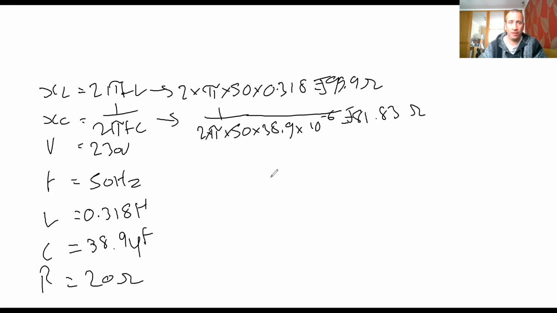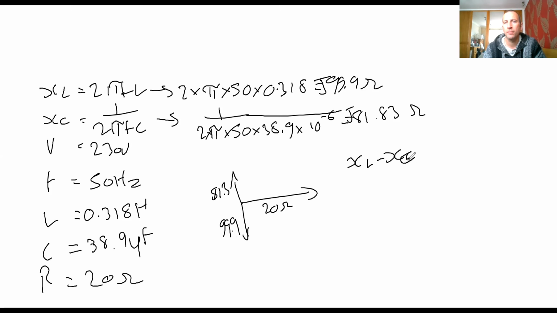So now we need to remember that our resistance, 20 ohms, goes along our zero line for our graph. Our inductance is lagging behind the voltage there by 90 degrees. That's 99.9 that way. And our capacitance is going ahead by 90 degrees, so that's 81.3. So these two, you can see, are directly opposing each other. So in calculations, we can say that this is equal to XL minus XC, right?